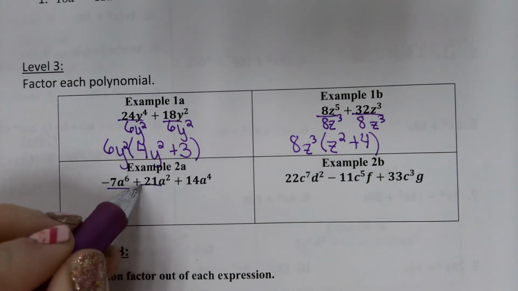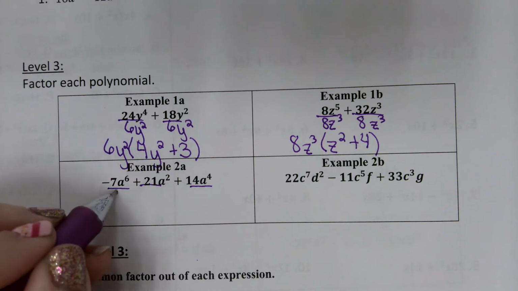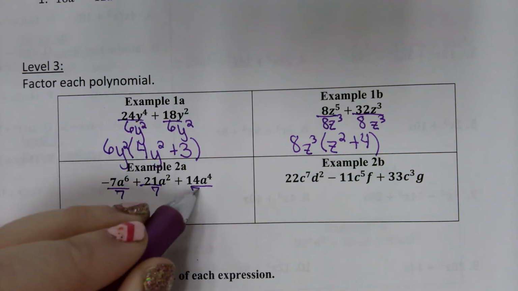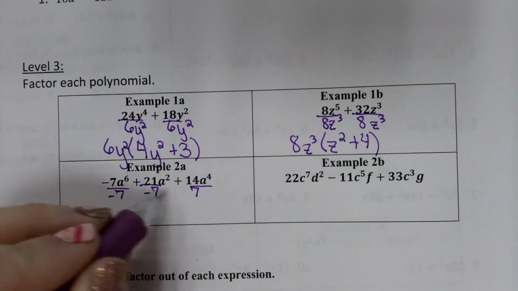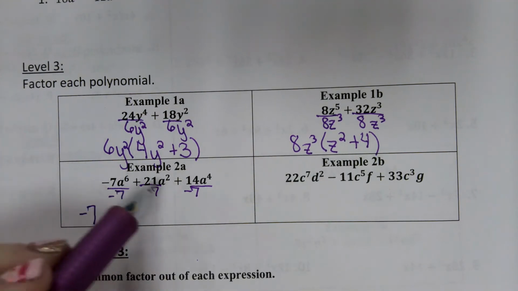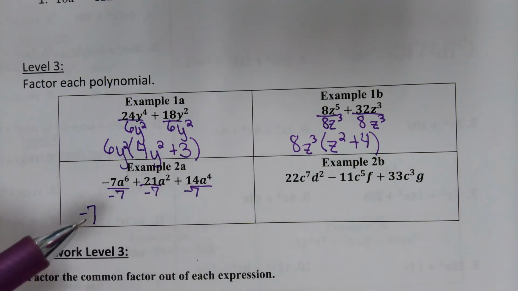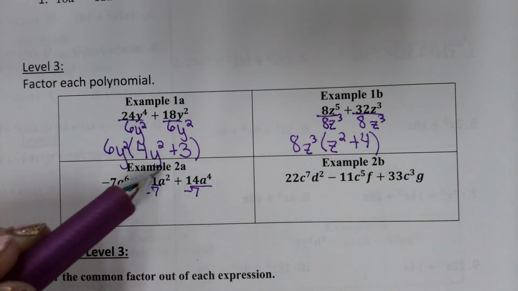What's common between 7, 21, and 14? 7 is common. I also notice that this front number is negative, so that means I'm going to take out a negative 7 from each of them. That negative 7 will go in front. Each of these terms also has an a in it, so I will need to take out an a, and the largest amount of a's I can take out is a squared.